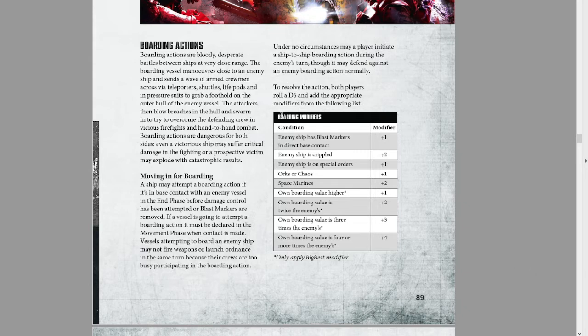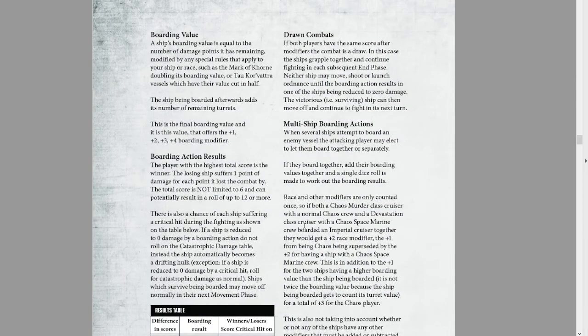Now, before I go into the details of this modifier table, I want to talk to you about boarding value. This is what you compare between the two ships to see who has the advantage in the boarding action. Now, what you do to determine your boarding value is add up all of the remaining hit points of the ship. So if I have an Explorer class ship it would be 12 hits. If I had an Emperor, it would also be 12 hits. If I had a Gothic cruiser, it would be 8 hits. So assuming that I have not taken any damage prior. Any damage is taken off of your boarding value. Your remaining hits, not your starting hits, your remaining hits.